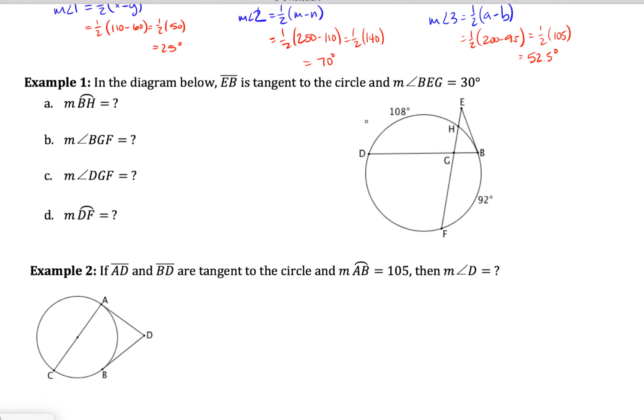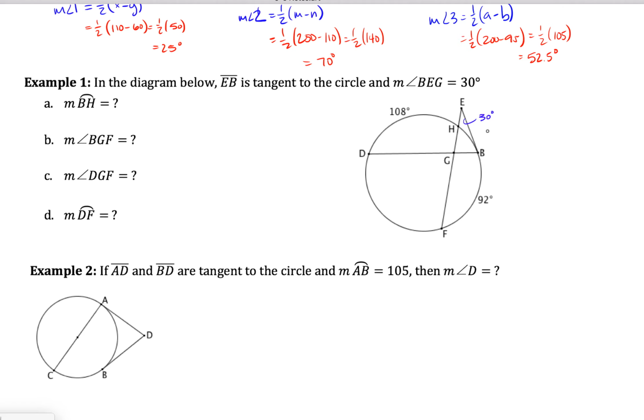In the diagram below, segment EB is tangent to the circle, and angle BEG will be 30 degrees. So first of all, it asks us for arc BH. So here's arc BH. It's one of the arcs intercepted by this angle right here, which is kind of like diagram C that we just went over. It's an angle formed by a secant and a tangent.